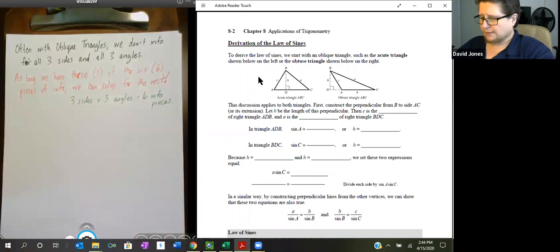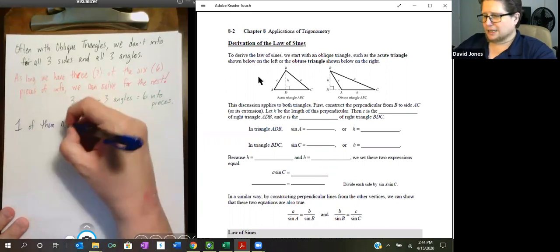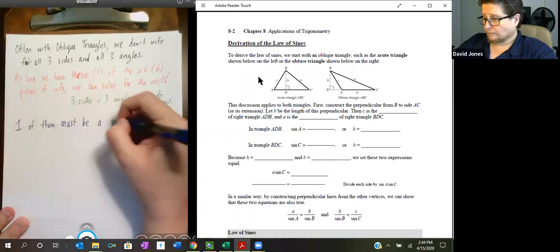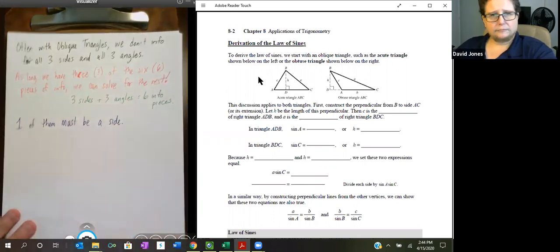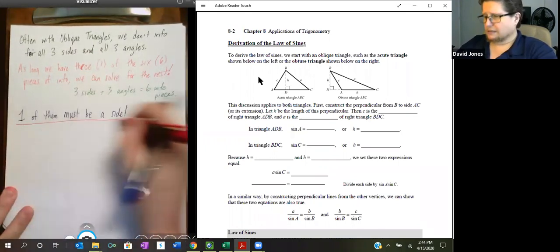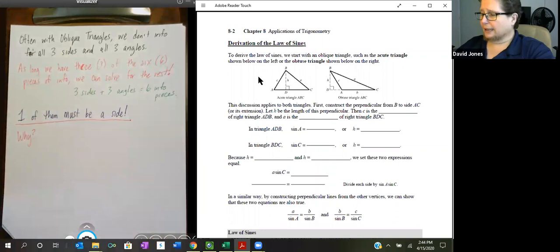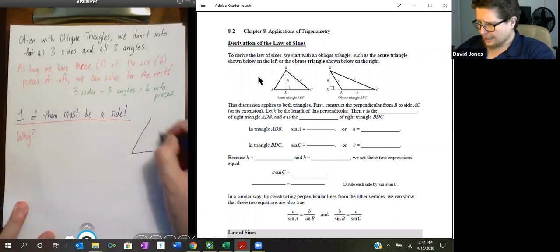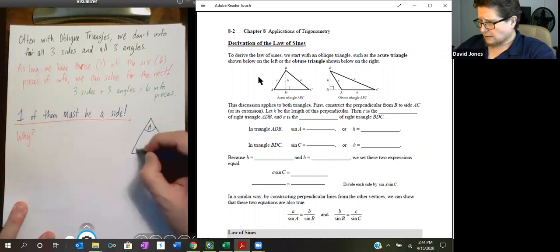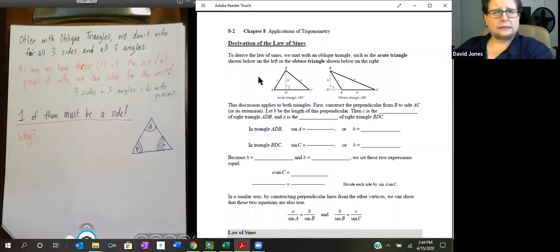Now, one of them must be a side. This is vital. Why? Stop and think about it for a second. Can you tell me why? If I've got angles A, B, and C, why do I need a side? This is why.